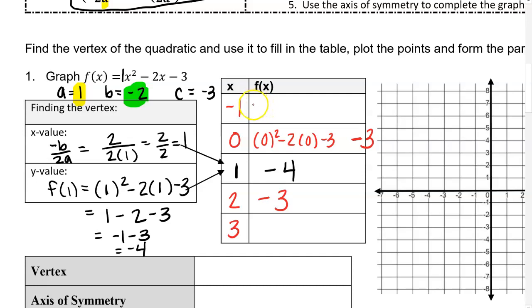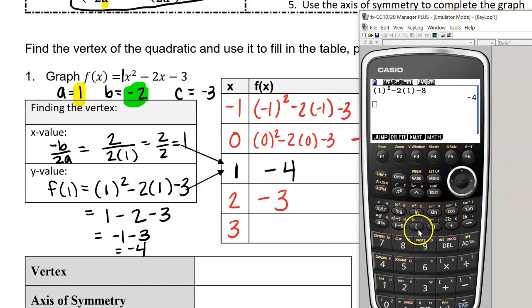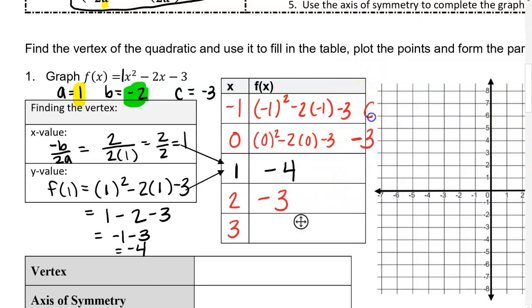Okay? You can choose to substitute in negative 1 or 3. It doesn't matter because they should yield the same result. But again, if working with negatives is not your thing right now, then we can do parentheses, negative 1. Notice I put my negative in parentheses, minus 2 parentheses, negative 1 again, minus 3. And I get an answer of 0. So this value is 0, which makes this value 0.